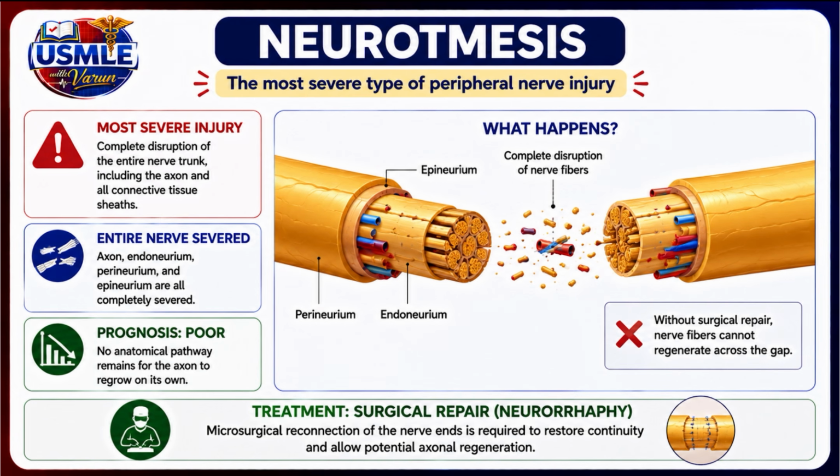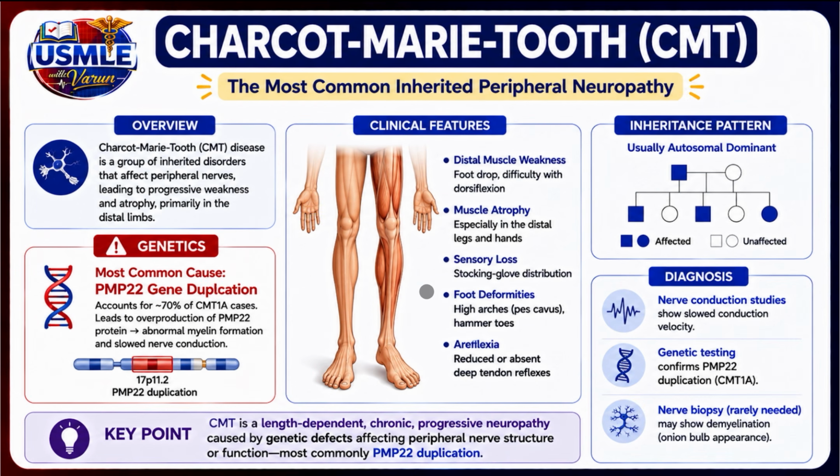There is no anatomical pathway that remains for the axon to regrow on its own. Without surgical repair, these nerve fibers cannot regenerate across the gap. So treatment of neurotmesis is surgical repair, also called neurorrhaphy, where there is microsurgical reconnection of the nerve ends to restore the continuity and allow potential axonal regeneration.